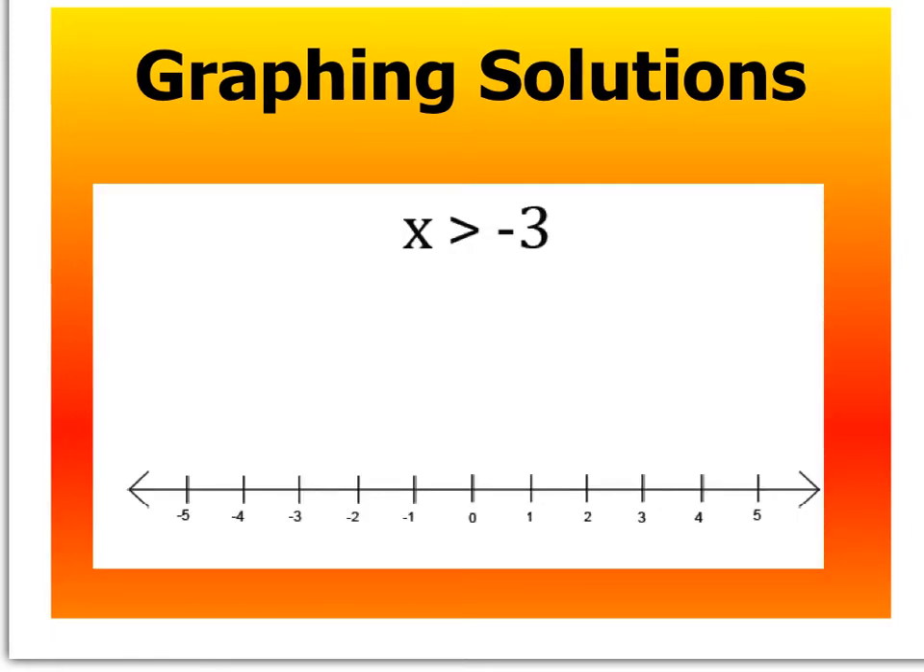So your first example of graphing the solutions to an inequality, you have x is greater than -3. Since it's the greater than symbol, we know that we use the open circle, and we put the open circle above -3. Then it says that x is greater than. Since x is greater than, we draw a line in the direction of the positives because anything in the direction of the positives is going to be greater than -3.